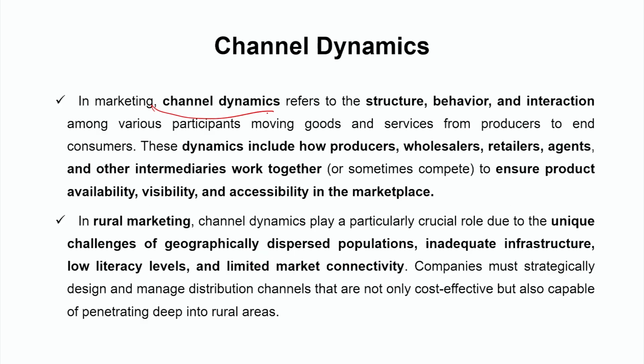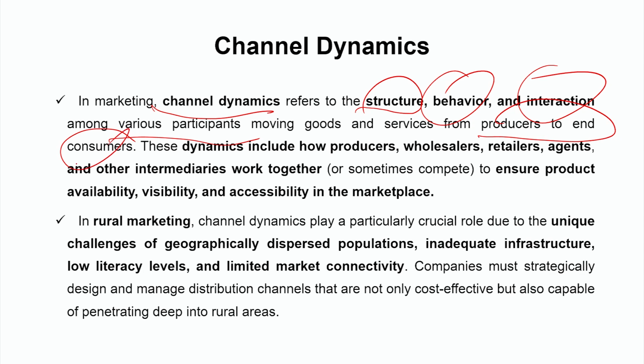First, channel dynamics talks about the structure, behavior and interaction among the various participants moving goods and services from the producer to the end consumers. It means all the transportation, logistics and deliveries taking place from the producer to the end consumer are known as channel dynamics. Channel dynamics include how producers, wholesalers, retailers, agents and other intermediaries work together. Why are we referring to this? Because in the 4-tier system of distribution, the producer is there, the wholesaler is there, the retailer is there and the agents are there.